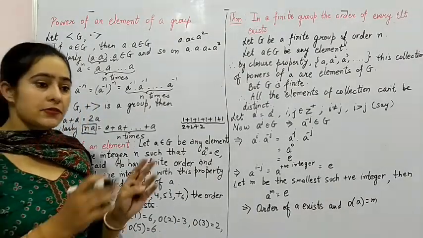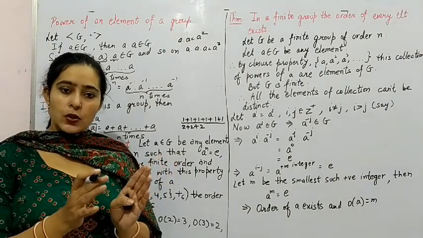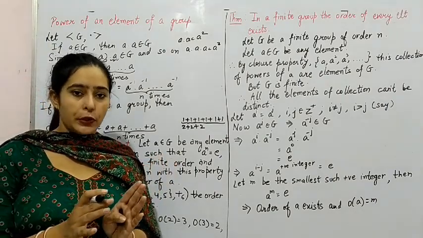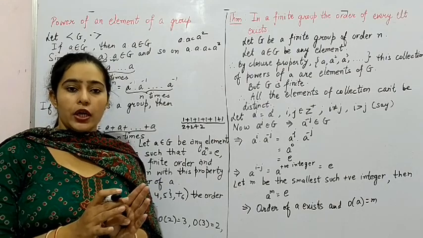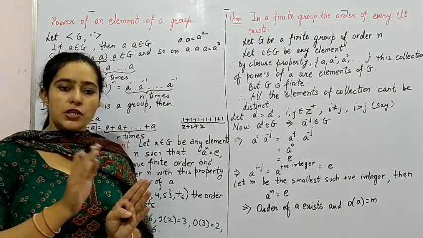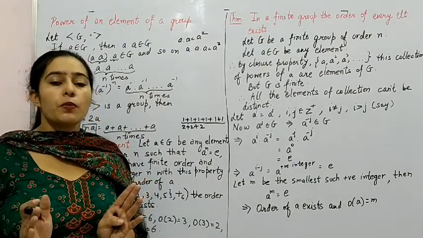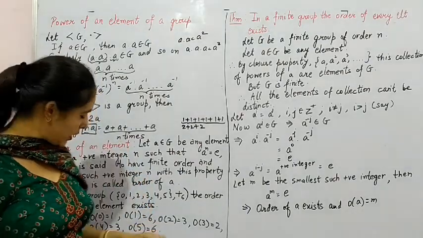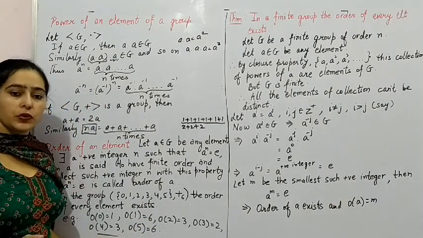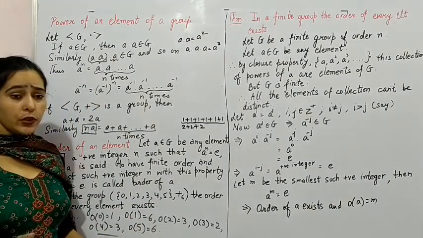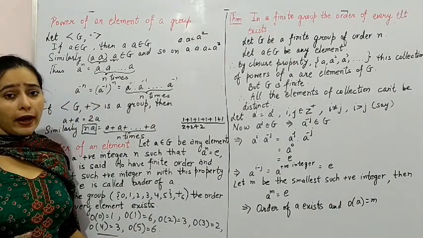How? Because 4 plus 4 is 8, modulo 6, the answer will be 2, the remainder will be 2. The answer will not be 0. If you add 4 three times, 4 plus 4 plus 4, it will be 12, modulo 6, the answer will be 0 because the remainder is 0. That's why the order of 4 is equal to 3. In this way, you can find the order of elements.